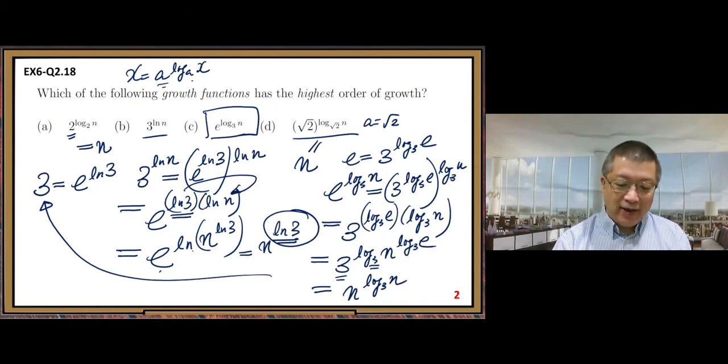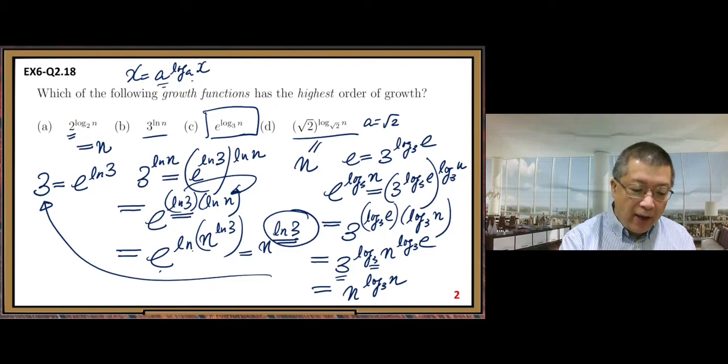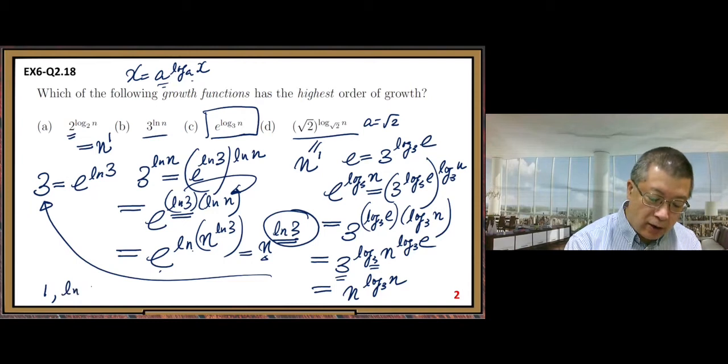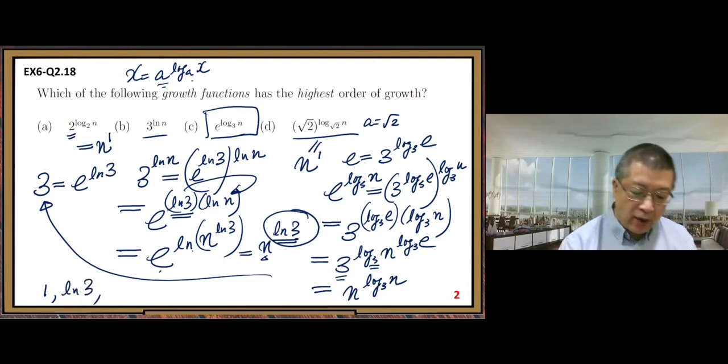Okay, all right. Now let's compare these numbers. For A, n to the first, D also n to the first. So we only look at the exponent number. For A, the exponent of n is 1. For B, the exponent of this power function n is natural log of 3.